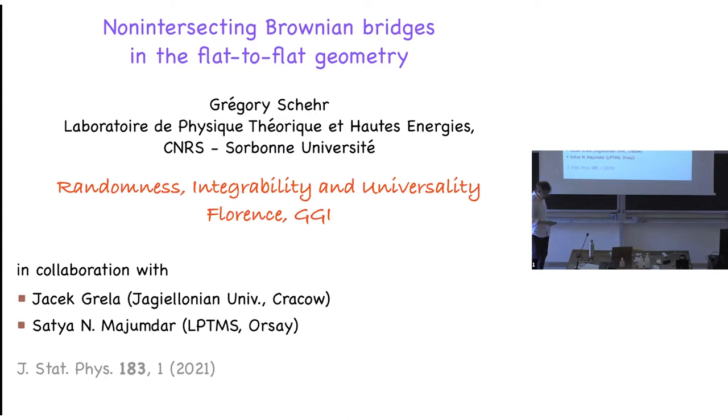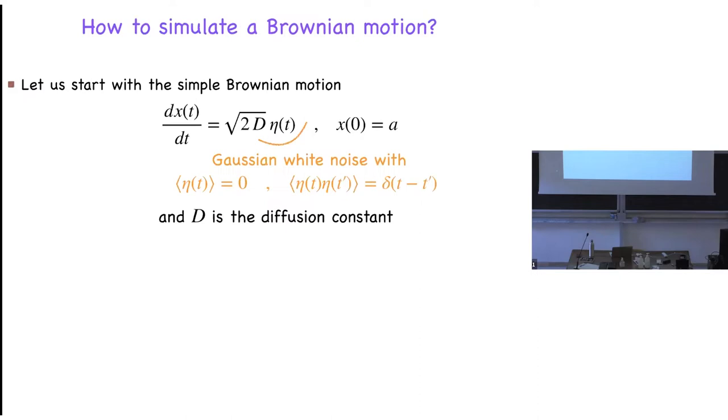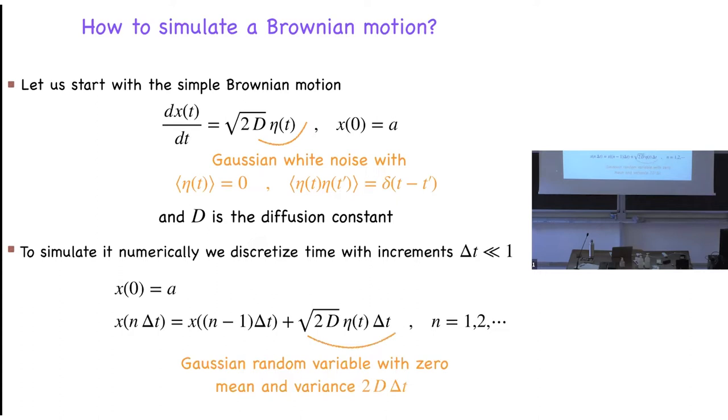So let's start with a very simple question and ask how can I simulate a simple Brownian motion. This is a very simple problem here, because I have a very simple stochastic differential equation. And to solve it, I can simply discretize time. We know how to do that. I discretize time with a time step delta t, and then in the limit when delta t goes to zero, I will generate a nice Brownian path.